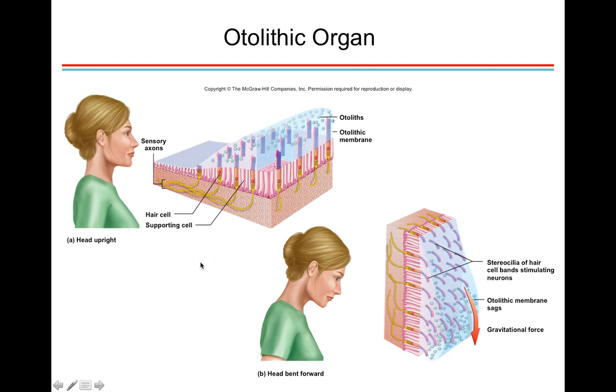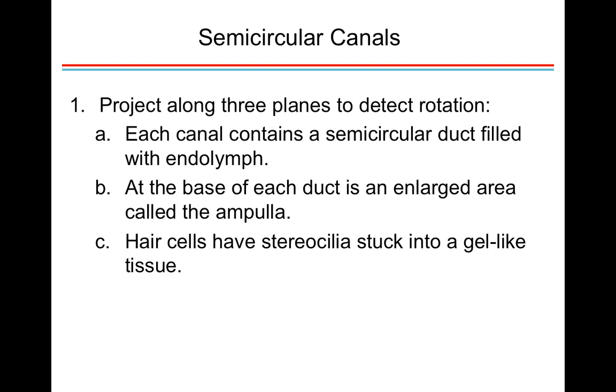So when this woman is leaning forward, gravity is going to be pulling on the stereocilia, and these otolithic particles in the membrane are going to help it sag, and basically the hair cells are going to be moving in one direction. And this is part of how the body can sense, if your eyes are closed, that you're leaning forward, and basically sense gravity.